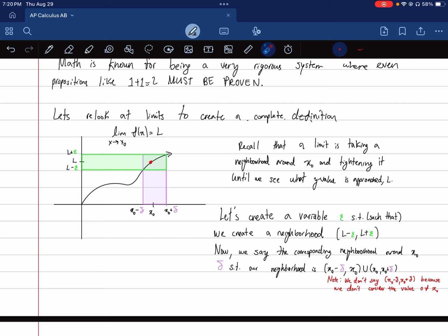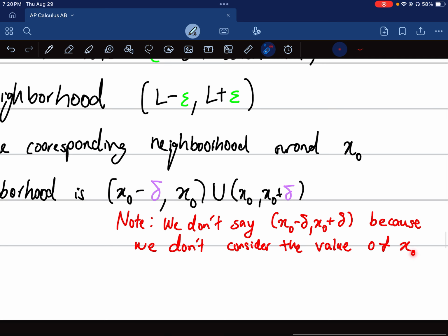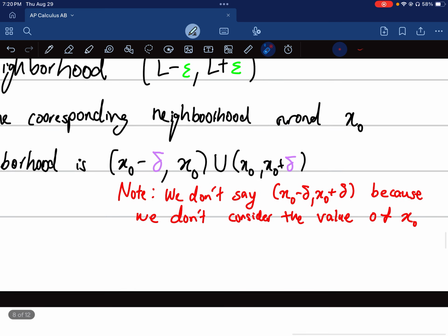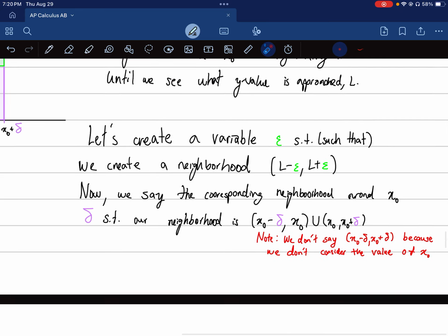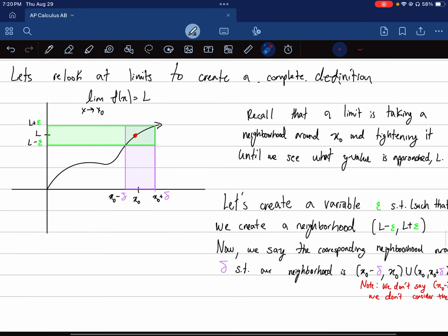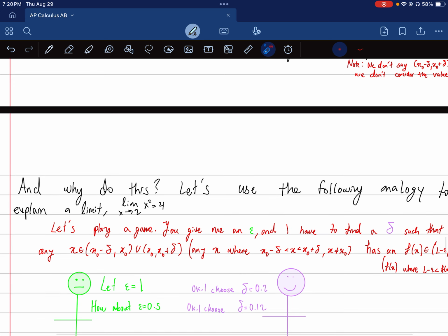So we say our neighborhood is x naught minus delta. Notice we don't just say, like here, x naught minus delta, comma, x naught plus delta, because we don't consider the value of x naught. If you remember from the previous video, we don't consider the exact value, we only consider values around it. So in order to include that, we have to go up to x naught and use an open parenthesis back here. That way we indicate x naught is not part of the delta neighborhood. X naught is being excluded.